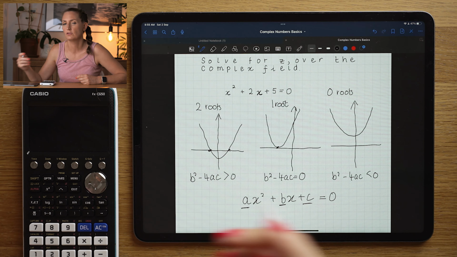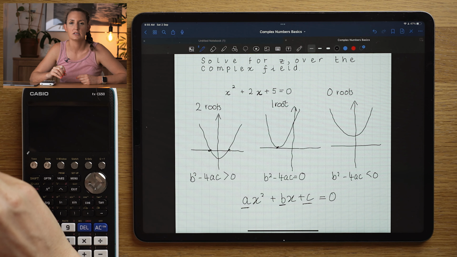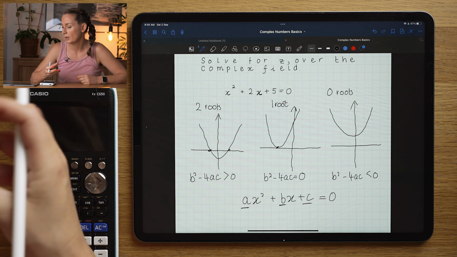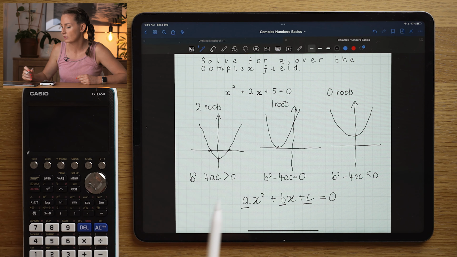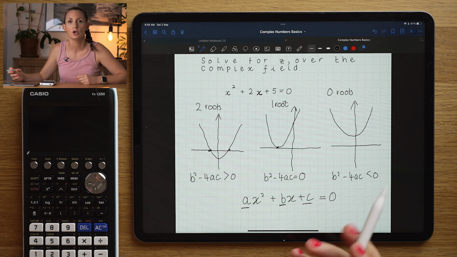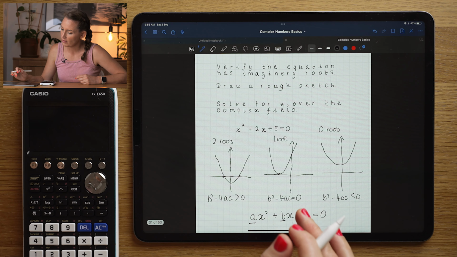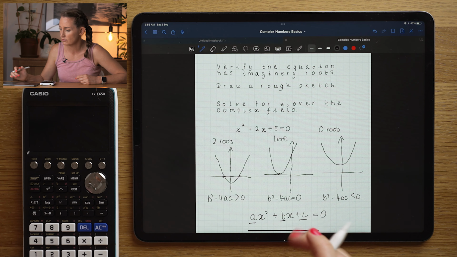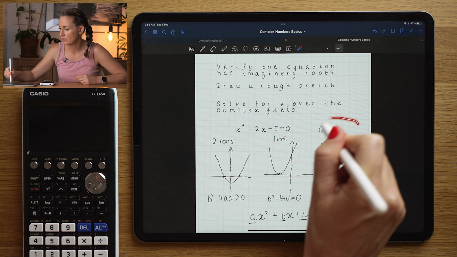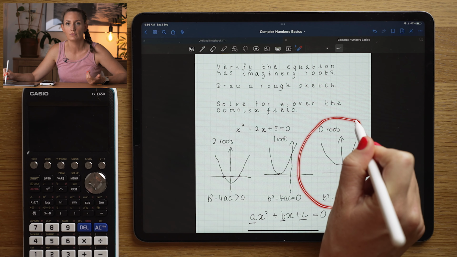So we're using the discriminant here as a diagnostic tool. We're going to take our quadratic equation and then we're going to determine how many roots it has using the discriminant. So in our example, we've been told to verify the equation has imaginary roots. Now we're going to extend this scenario here. Instead of saying no real roots, we're going to be able to say it has imaginary roots, okay?